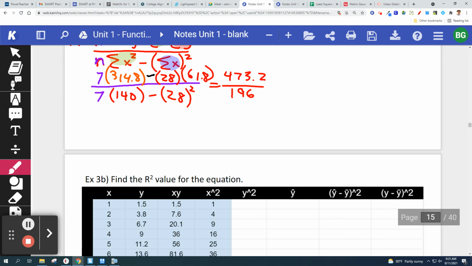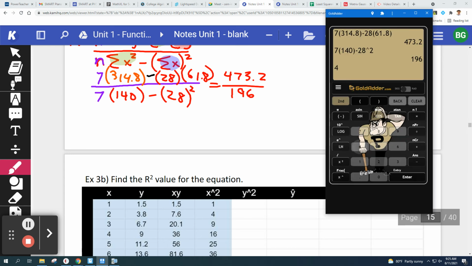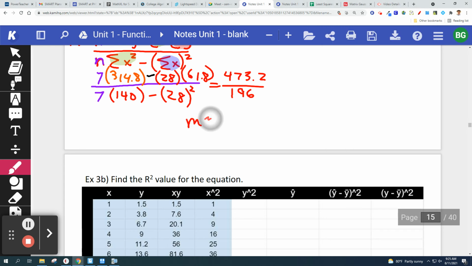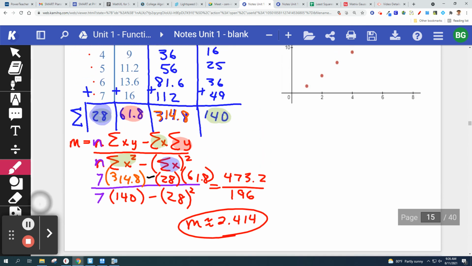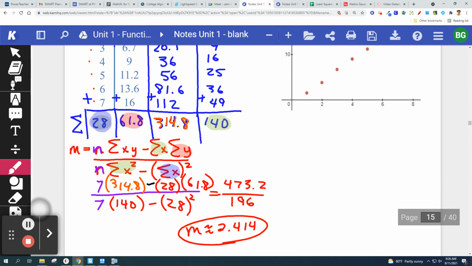Okay. Now I just need to divide those two numbers. 473.2 divided by 196. And we get this big long decimal. I'm going to end up rounding off. Let's round to 3 decimal places, 2.414. So m is approximately 2.414. And that's our slope. Now we have to find our b number.